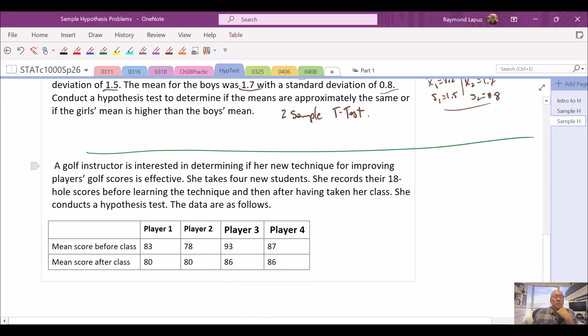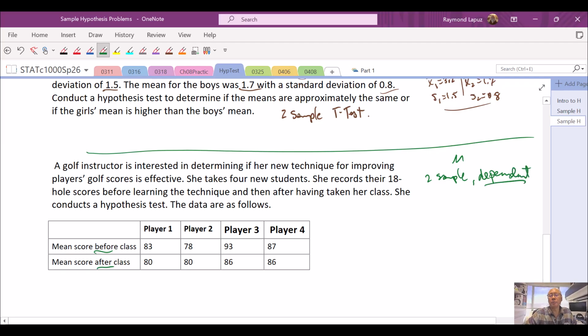A golf instructor is determining if her new technique for improving players' golf scores is effective. She takes 4 students and records their 18-hole scores before learning the new technique and after. So here we have 2 samples, what happened before and what happened after. We are testing for the means, and with 2 samples, we're noting that this is actually dependent.